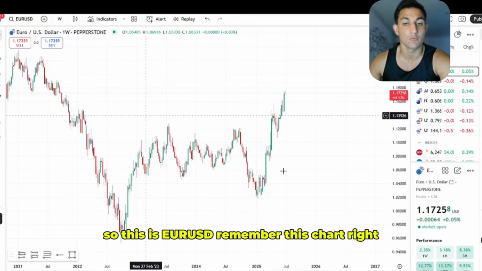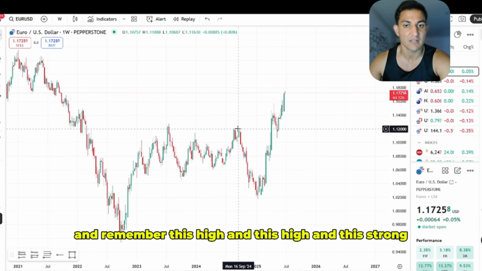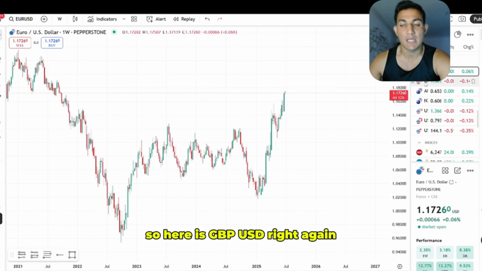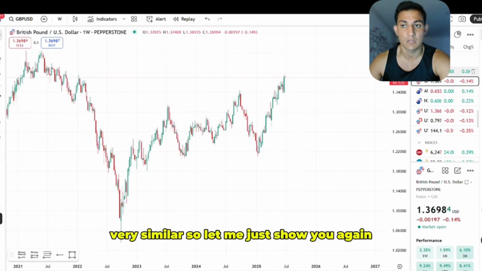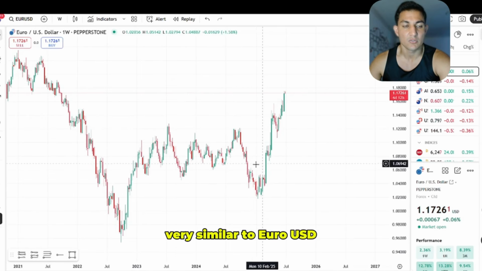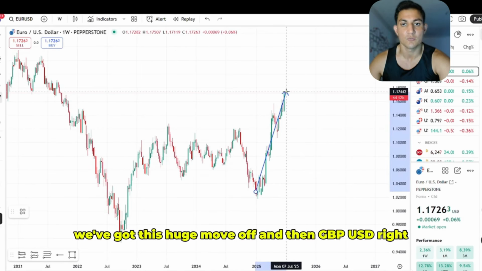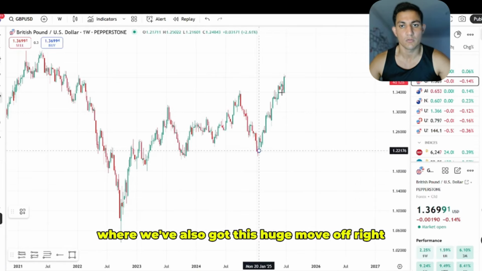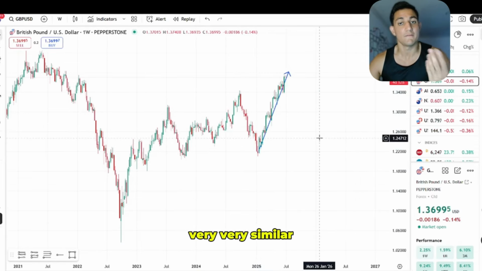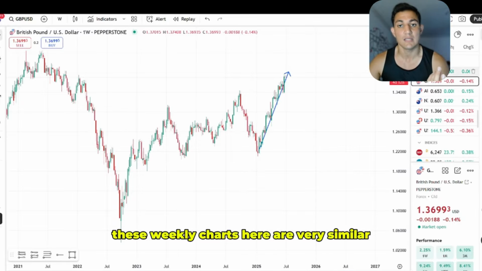So this is EURUSD. Remember this chart, right? And remember this high and this strong aggressive move up, right? So here is GBPUSD, right? Again, very similar. So let me just show you again. Very similar to EURUSD, where we've got this huge move off, and then GBPUSD, where we've also got this huge move off, right? Very, very similar. These weekly charts here are very similar.